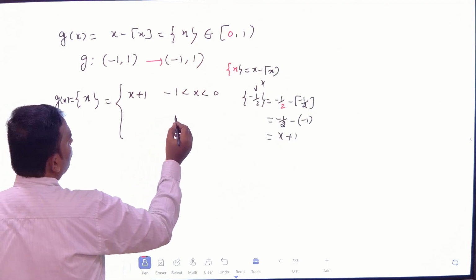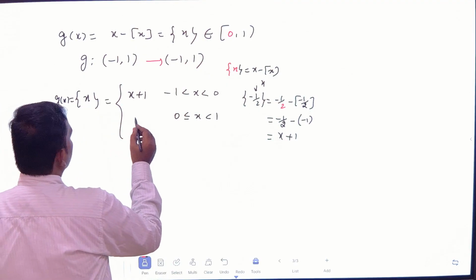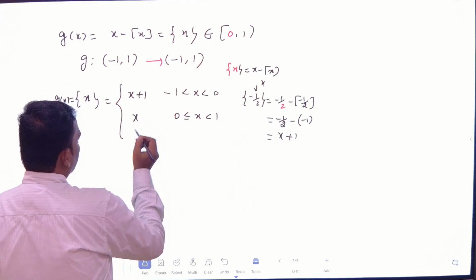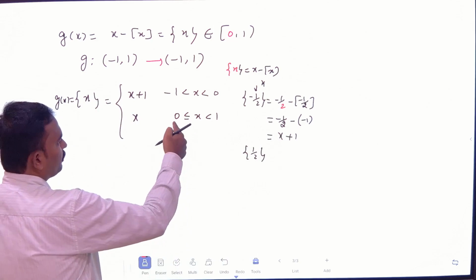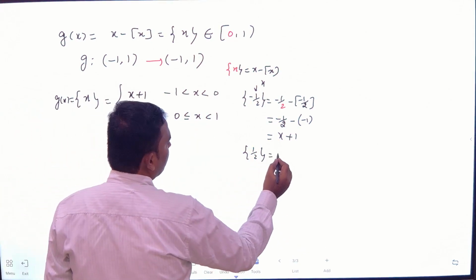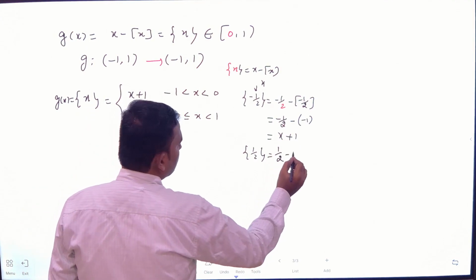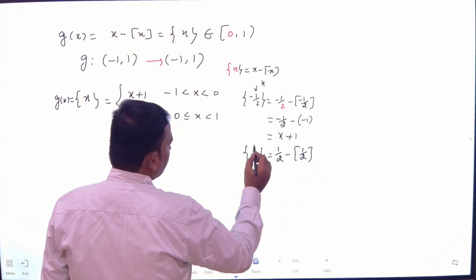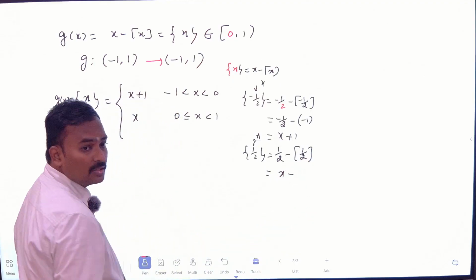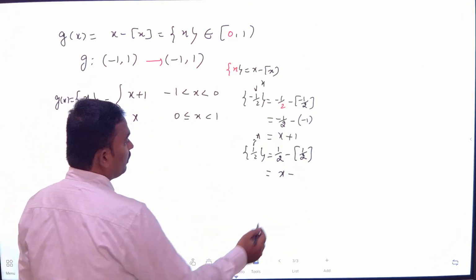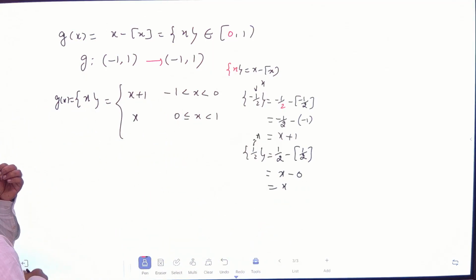Okay. The same way you can define 0 to 1. For 0 to 1, what is the fractional part function? So x, right? Let's check 1 by 2. Take the fractional part of 1 by 2, from 0 to 1. So what is the definition? 1 by 2 minus greatest integer function of 1 by 2. This is your x, right? X minus greatest integer function of 1 by 2 is what? 0.5, it will be 0, right? So therefore x. Understood? This is the redefined function. Okay, understood.